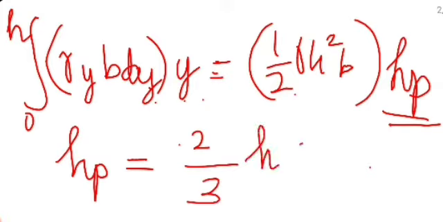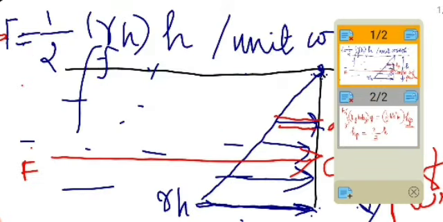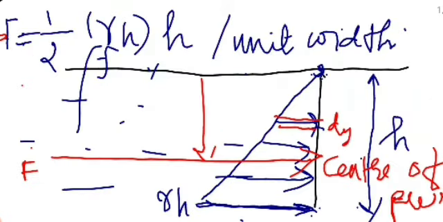I think you can just guess it is the centroid of the triangular graph, which is the graph of the magnitude of pressure only. See, it is nothing but the centroid of the triangle of this graph. So I think you have got that too.